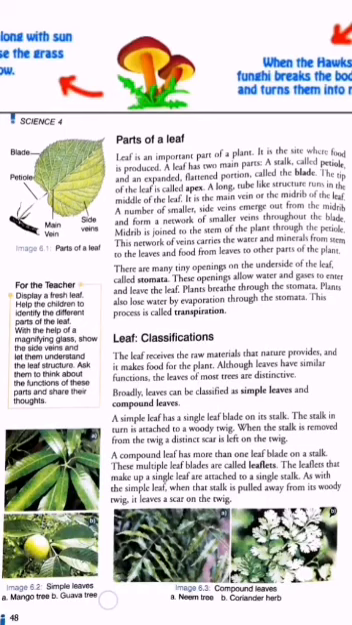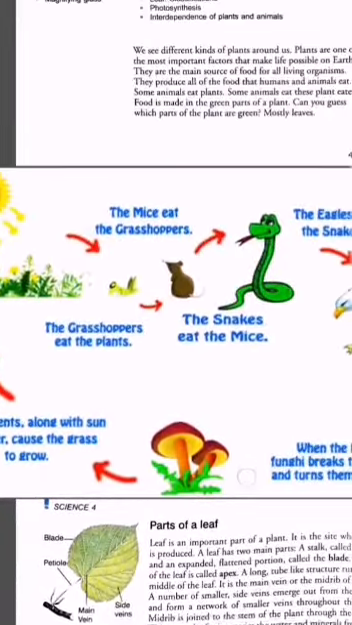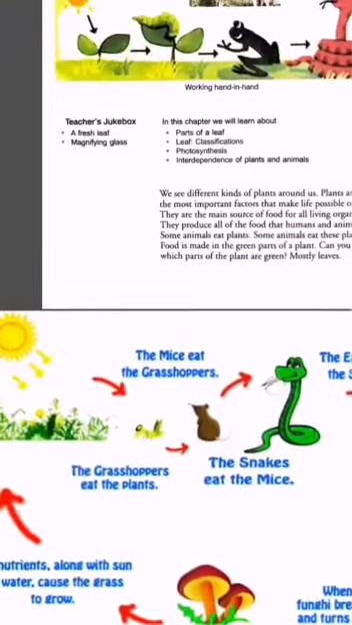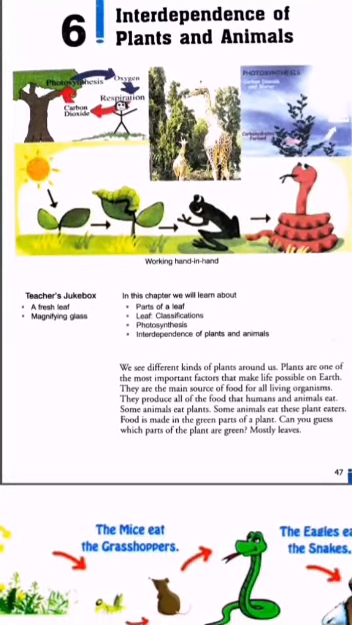So children, for your better understanding, do read this paragraph again. And I hope you will be easily able to understand the topic, that is interdependence of plants and animals.